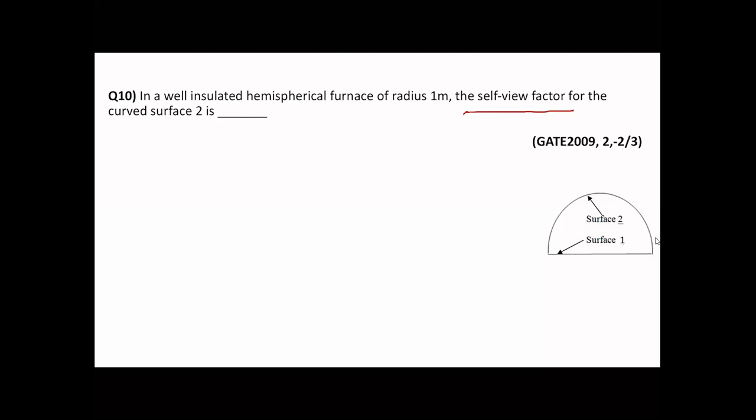Alright, I can see 0.5 spammed everywhere throughout the chat. Yes, this is the correct answer, 0.5. Again, there will be 4 view factors over here: F11, F12, F21, F22. Surface 1 is a flat plate, it will have a self view factor of 0. F12 therefore has to be 1. Right, now using F12 calculate F21.